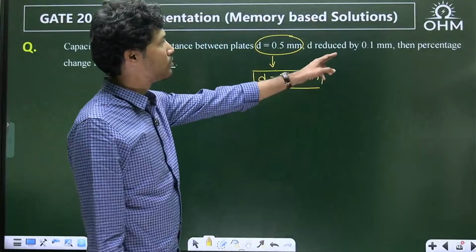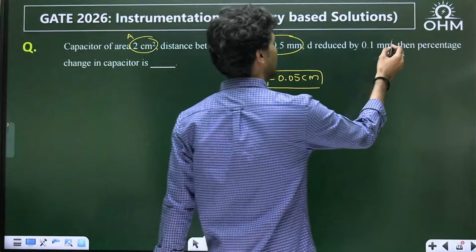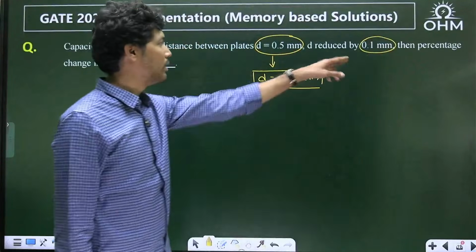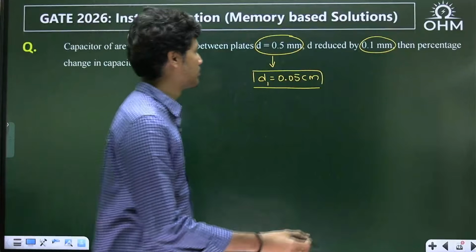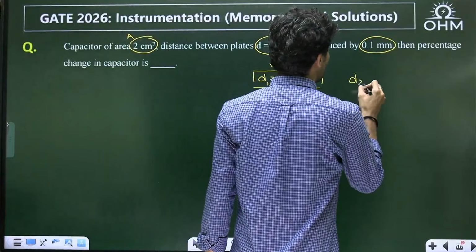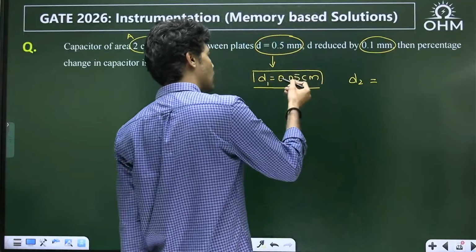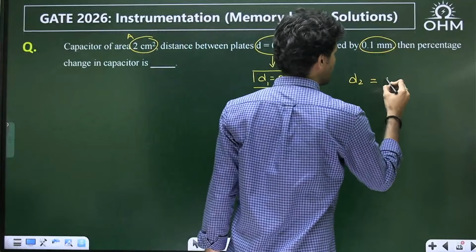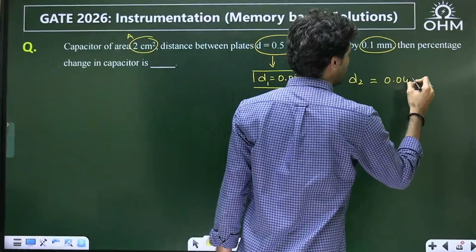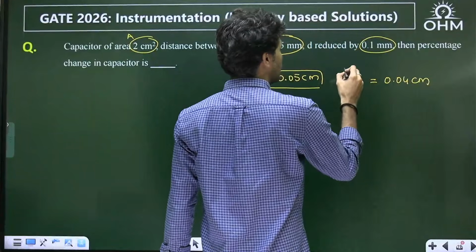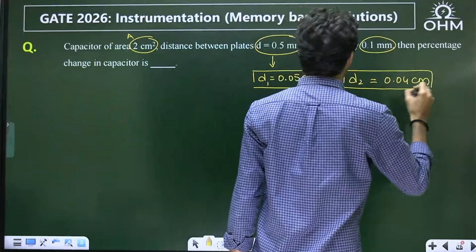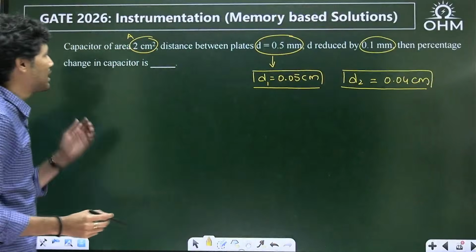And D is reduced by 0.1 millimeter. 0.1 millimeter would be 0.01 centimeter. So what is the value of D2 then? D2 is 0.05 minus 0.01, which becomes equal to 0.04 centimeters. Given this, you are supposed to find out how much is the percentage change in the capacitance value.